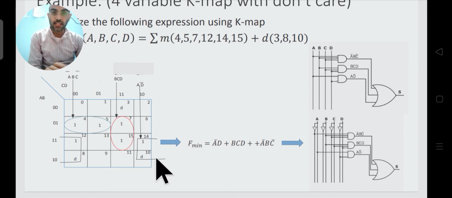In this particular group you will see that we are using don't cares. The inclusion of the don't cares in the group is actually reducing the number of variables. So these don't cares are helping in forming a bigger group.